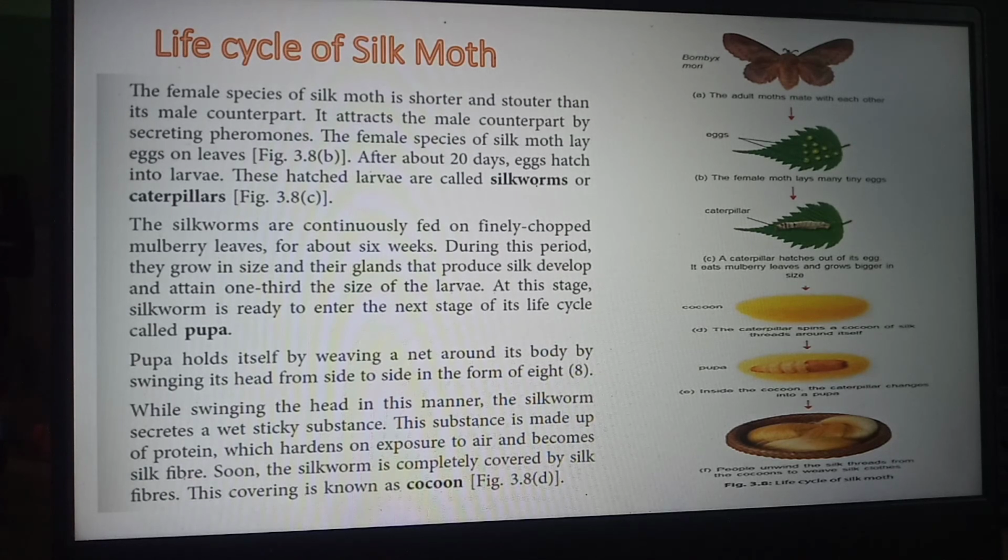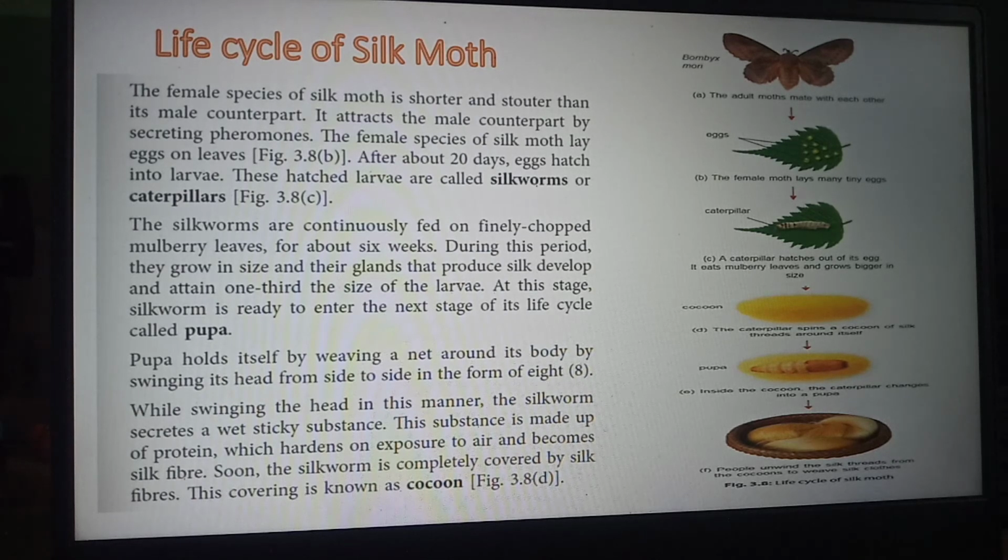The next stage of its life cycle is called the pupa stage. What happens in the pupa stage? Pupa holds itself by weaving a net around its body by swinging its head from side to side in the form of 8. Can you see the pupa over here? This is the pupa. In this stage, the pupa is able to hold itself. वो अपने आप को होल्ड करके रखते हैं. How? By weaving a net around its body.